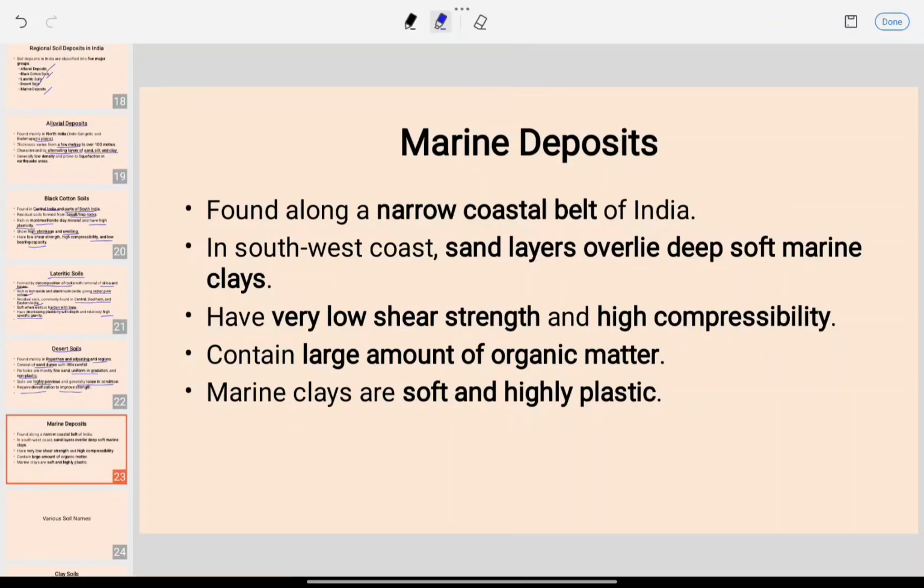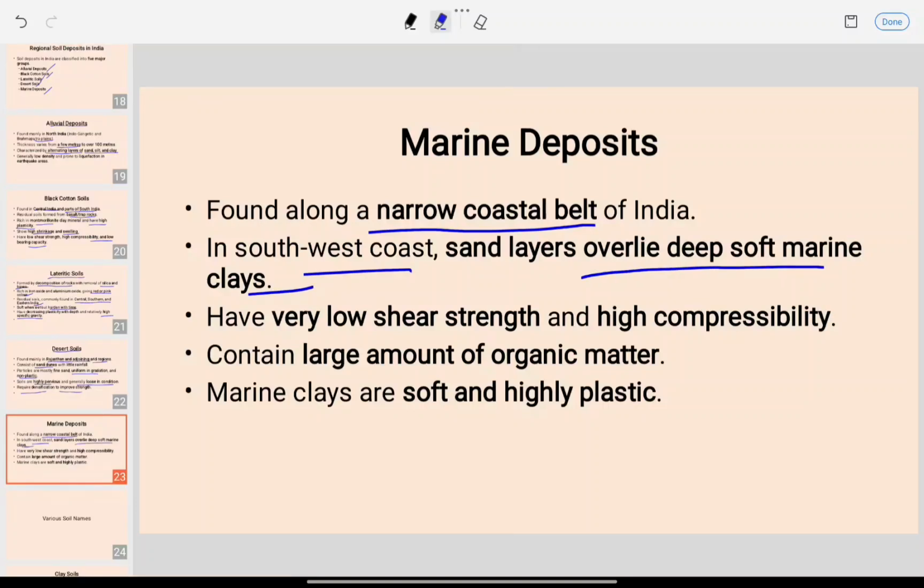Finally, let us discuss the last major regional soil group in India, known as marine deposits, which are formed under the influence of sea water. These soils are found in a narrow coastal belt of India. In some coastal regions, especially along the southwest coast, sand layers are found overlying deep soft marine clays.